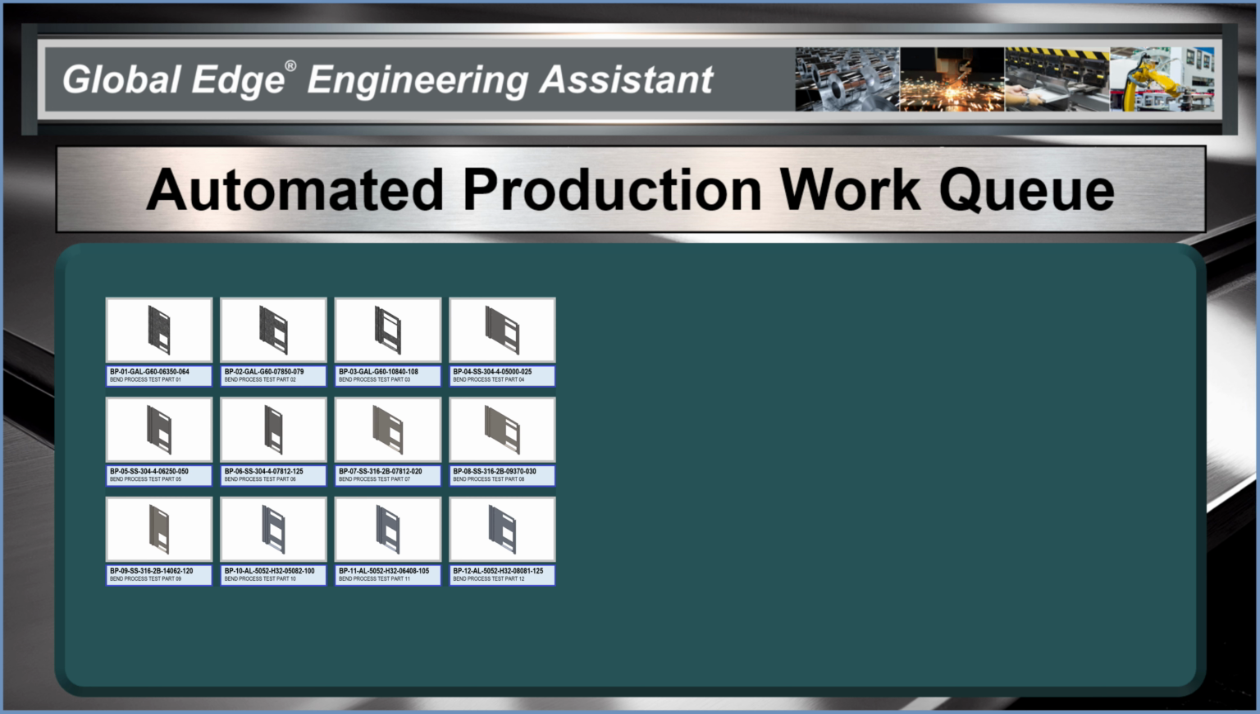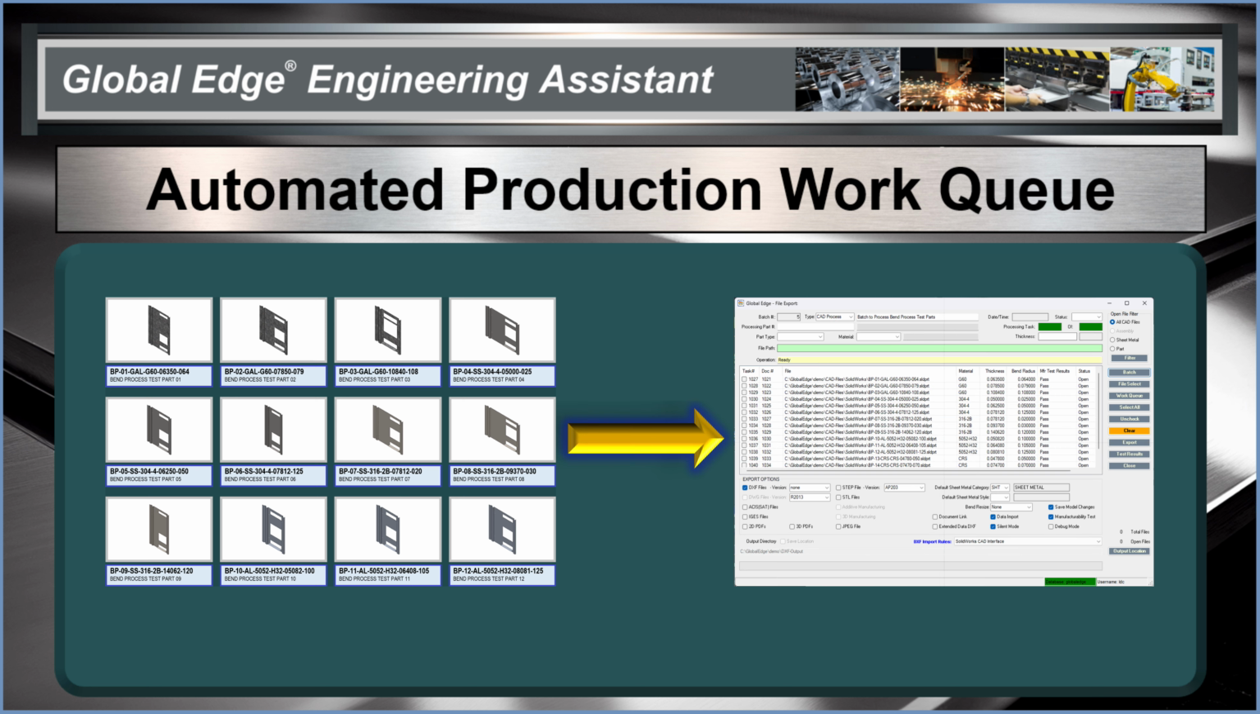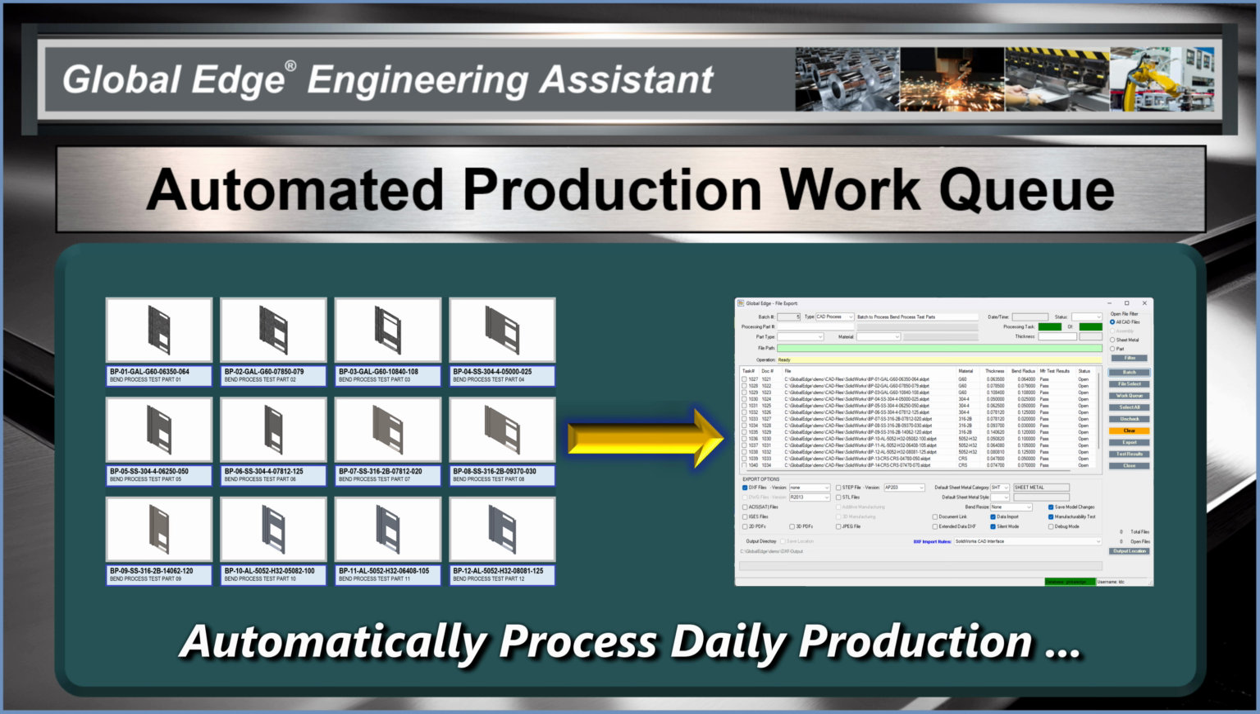The automated production work queue starts with the capability to queue up small to large batches of your CAD models for processing. Once your daily production is queued up, Global Edge automatically matches each part file with the matching bin process to ensure the successful processing of information. This process provides the daily processing of daily production without human intervention.